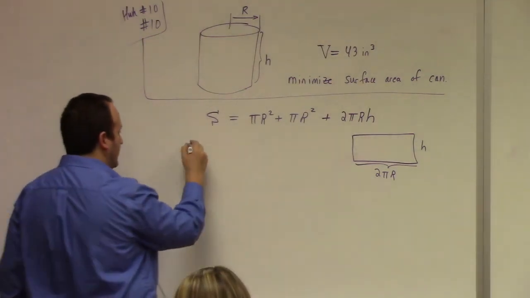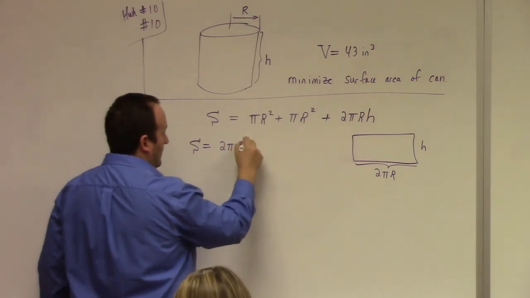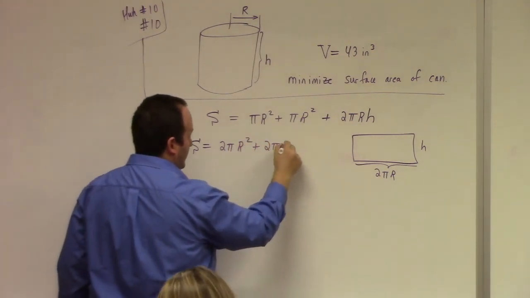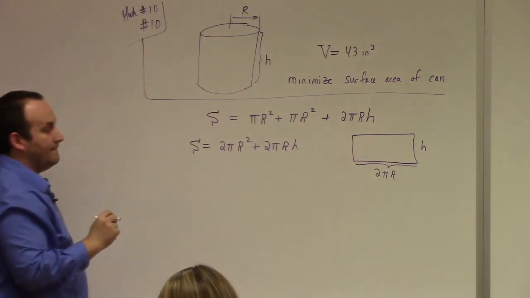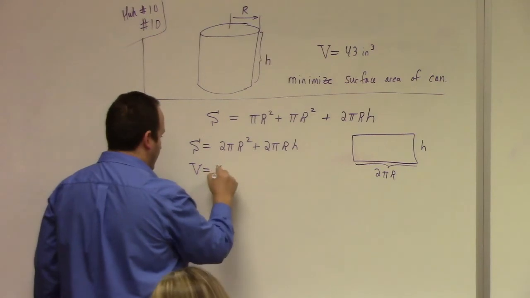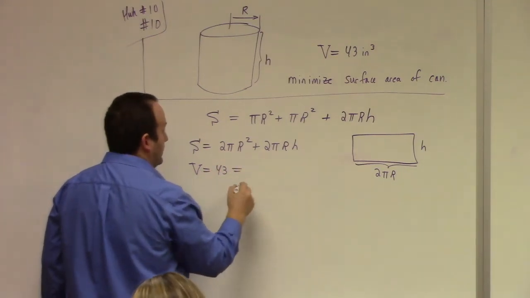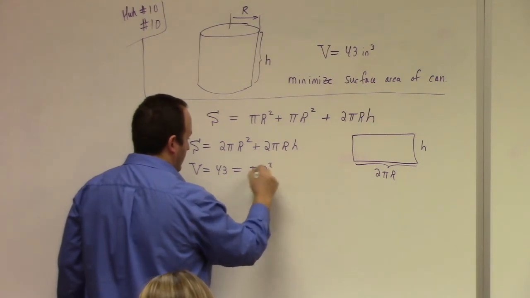Okay, so cleaning this up a bit, we have S is equal to 2 pi r squared plus 2 pi rh. And what else do we have? We have the volume, right, is 43. But what else is the volume? The volume is also pi r squared times h.